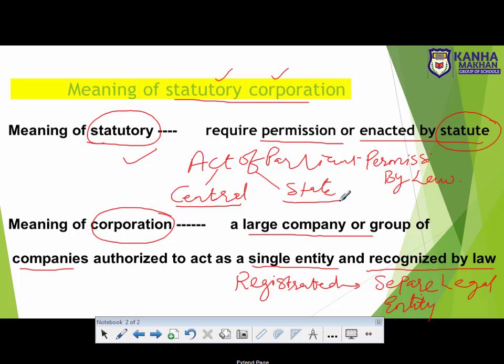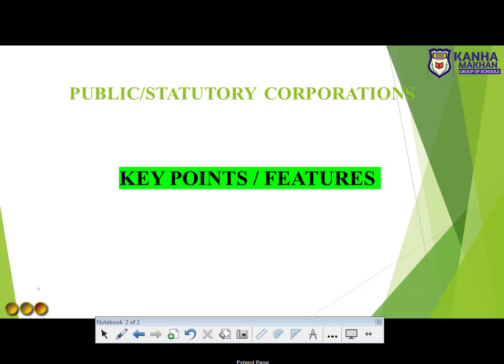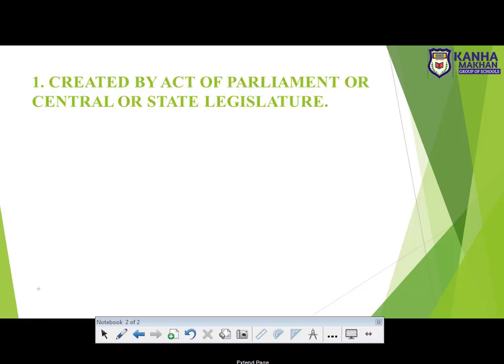And as it is mentioned here, it is a single entity. That means the registration of the statutory corporation is compulsory, and whatever the rules and regulations or objectives, everything is defined in that particular act only. I hope the meaning is clear to you. Now moving on further, we will discuss the key points or the features. The first key feature is created by act of parliament. Either it can be central or state legislature, as we have discussed just now.